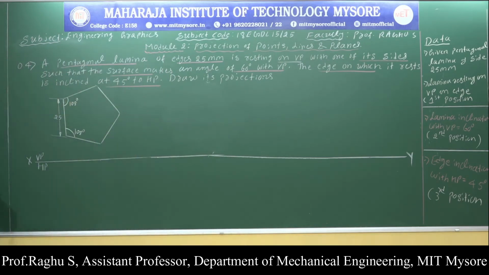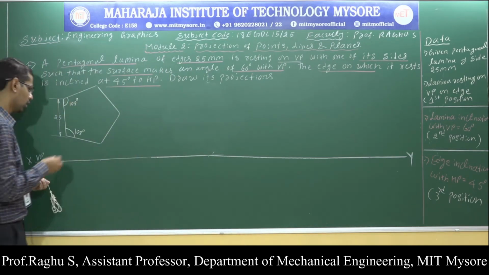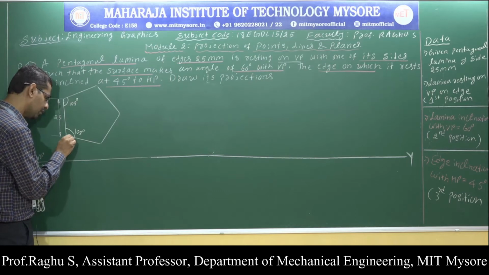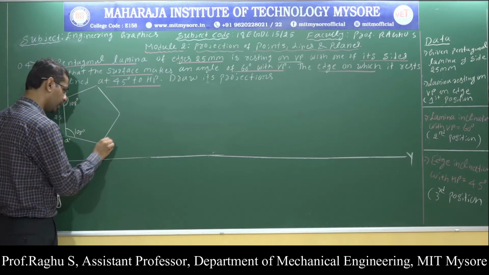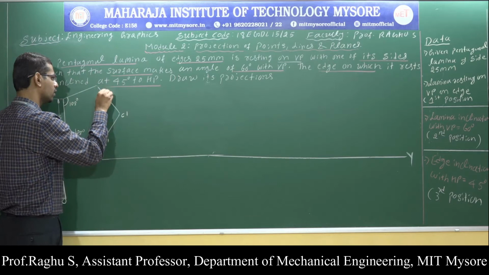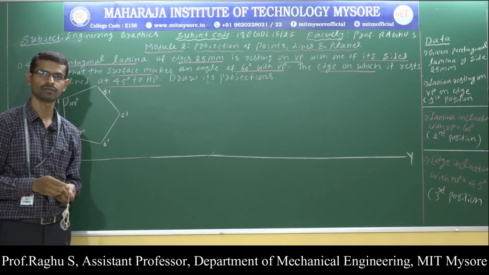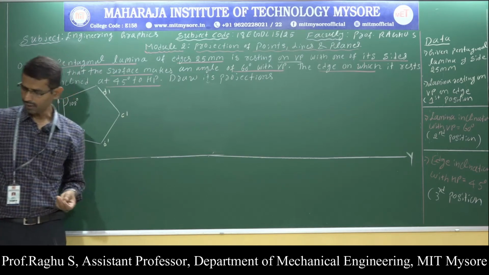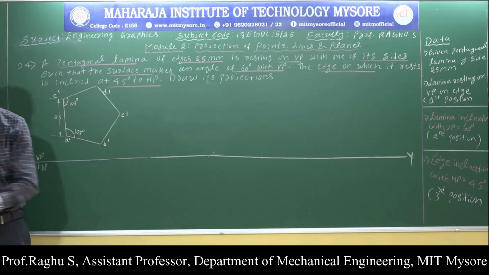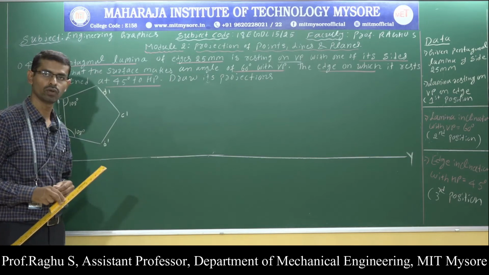Next, do the naming. The front view is indicated by a dash, b dash, c dash, d dash and e dash. Right. Now I have completed the first position front view.